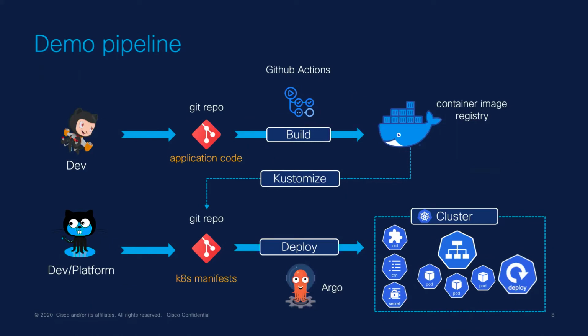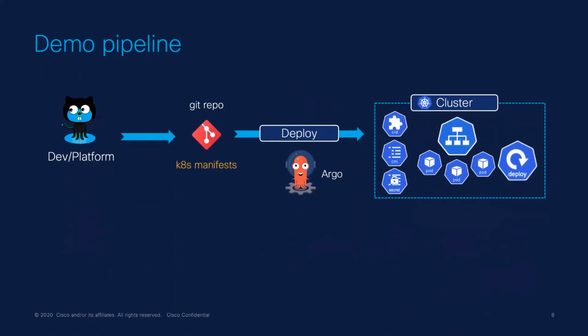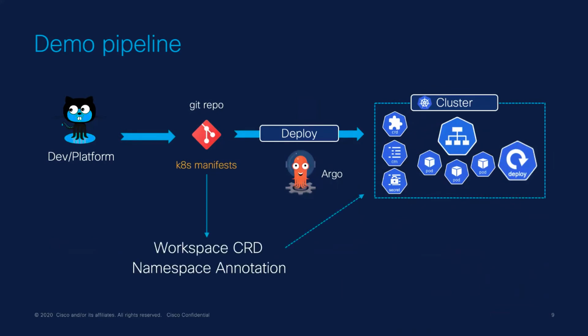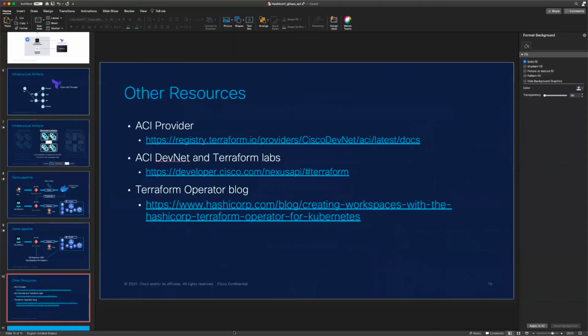So in our case, for the demo, we're going to be focusing on the second part, which is really showing how we can leverage the workspace CRD and the namespace EPG mapping, as well as the annotation. So let's get started with this demo. I'm going to switch to my demo environment.